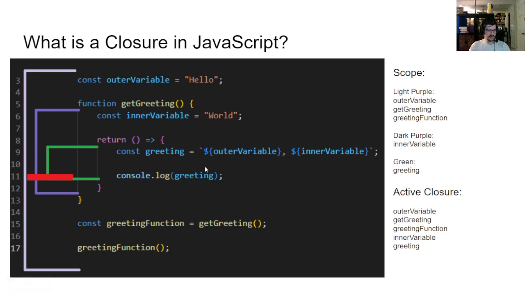Now we come down here, nothing has changed, we console log, we come back out. And notice now again the active closure is shifted back to the light purple scope, which doesn't have anything above it. So it doesn't have access to inner variable, it doesn't have access to greeting anymore, because those variables are no longer in scope.